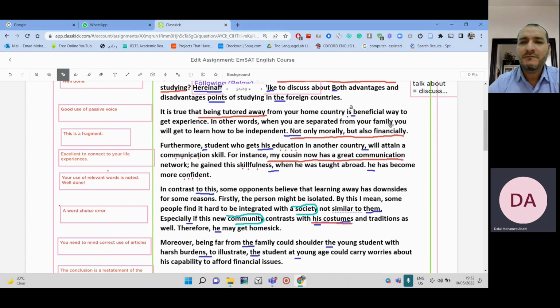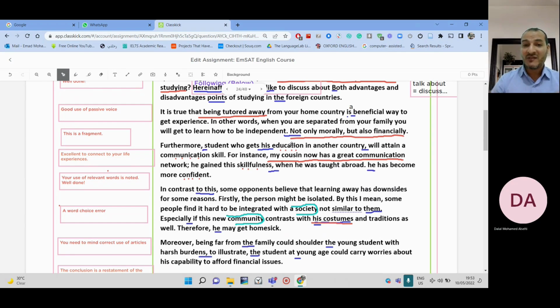In other words, when you are separated from your family, you will get to learn how to be independent. You started with a capital letter. You ended with a period or full stop after independent, and then you started a new thing. If I start a new sentence, it shouldn't be a phrase. A phrase means some words without a verb, without a subject. You know, if you say Ragda beautiful, there's no verb here. So we say Ragda is beautiful. Come to school early. So we say students come to school early. Or if you just say to school early, do you understand what it means? The same way, this is a phrase. It needs a subject and a verb. Also here, it's called a fragment. يعني جزء من جملة وليس جملة ذات معنى.